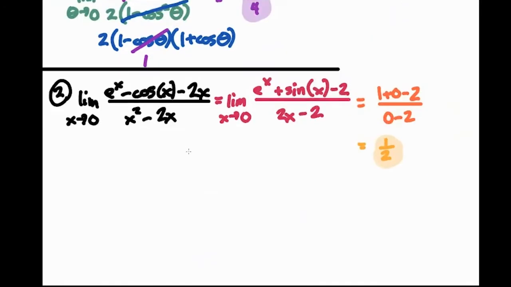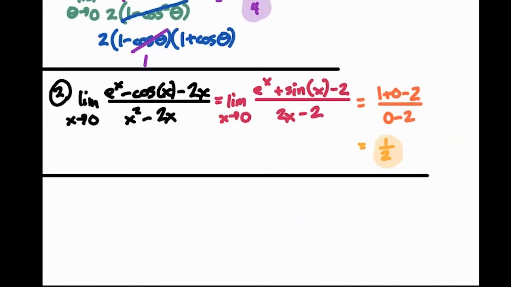So the red step, I did the derivative of the top and the derivative of the bottom. Then the orange step, I plugged in 0. If you notice, the limit notation went away because I did direct substitution. And you end up with -1 over -2, which is just 1 over 2.